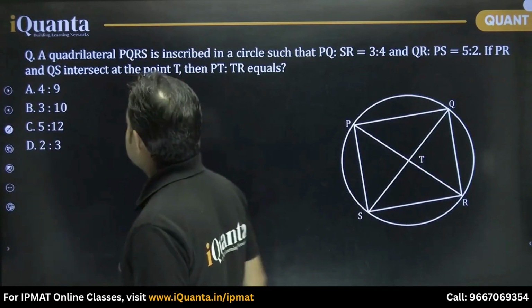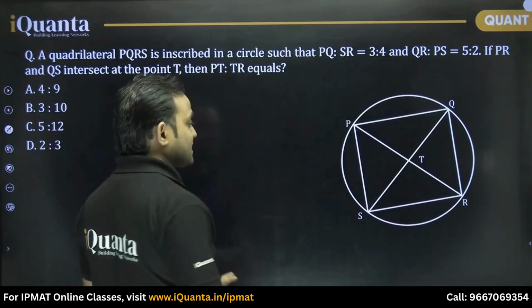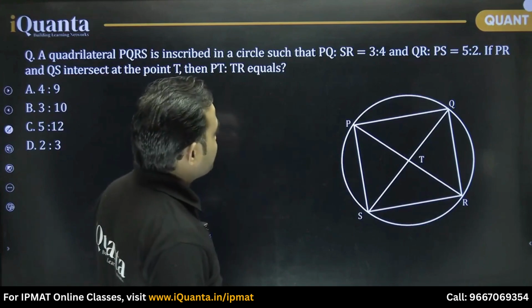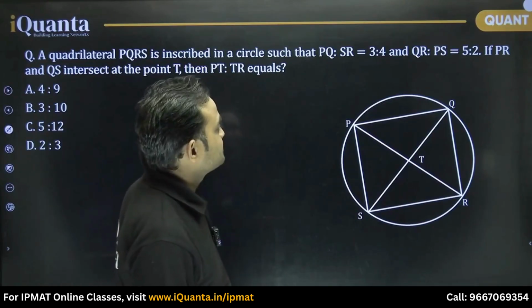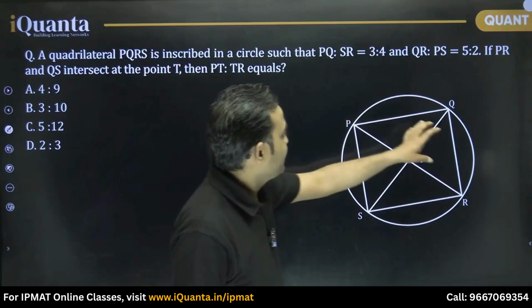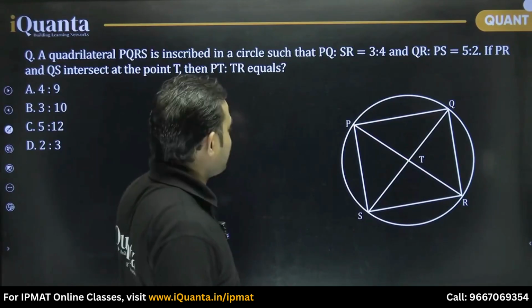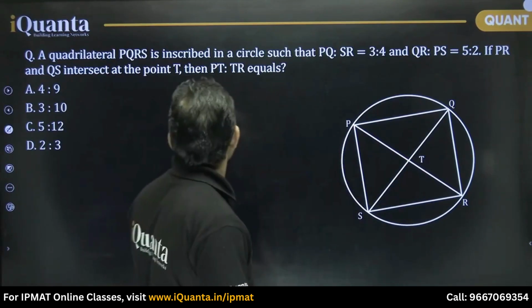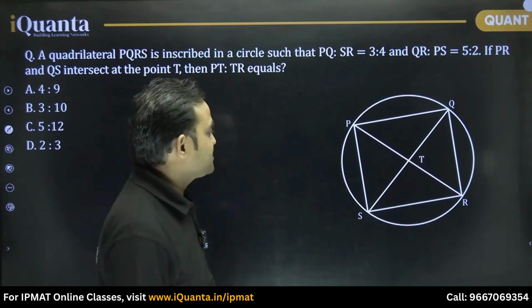Now, second question, it says a quadrilateral PQRS is inscribed in a circle such that PQ is to SR is 3:4, and QR is to PS is 5:2. If PR and QS intersect at point T, then find PT is to TR. What is the length of PT is to TR?